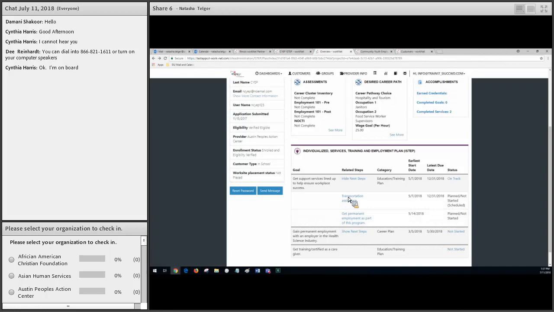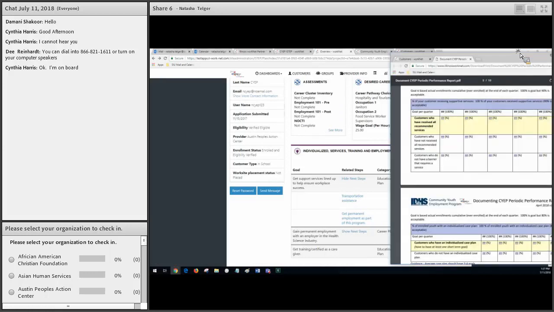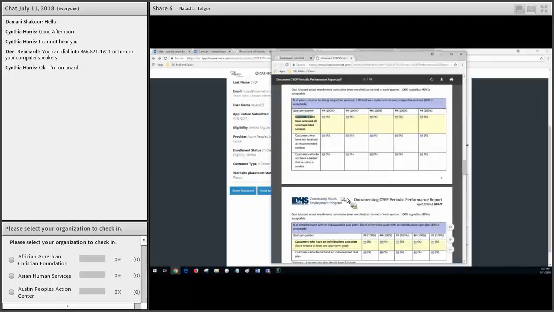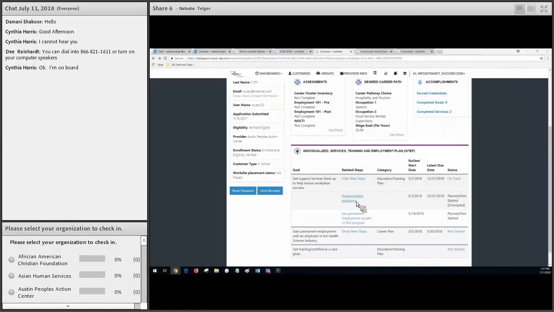Right. So here's an example. We have a goal that they need support services. And so if you said that they needed these two services, then in order to fall into this category of customers who received all recommended services, that would mean that they would need to have these two services put in there and then marked as complete. Okay?